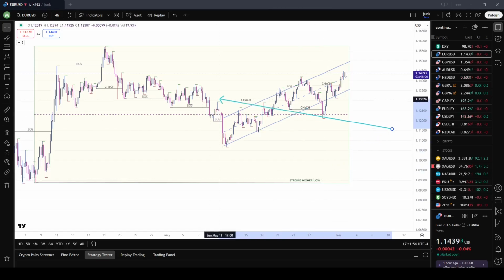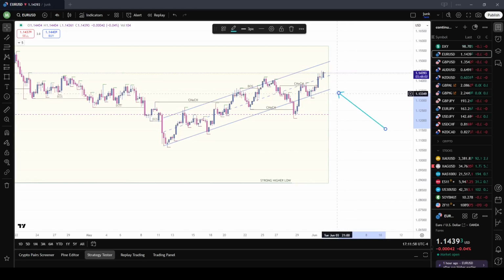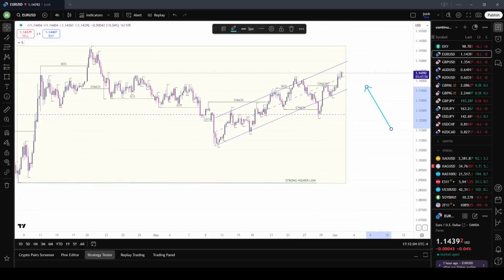But right now, like I said, swing structure bullish, internal structure bullish, fractal structure on the 4 hour still bullish, so only looking for any type of buying opportunities on any type of retracement.